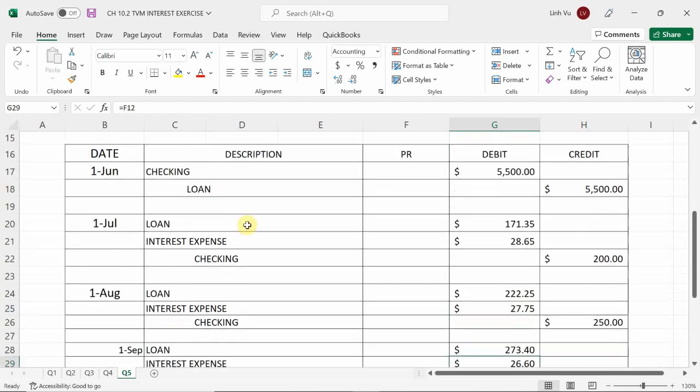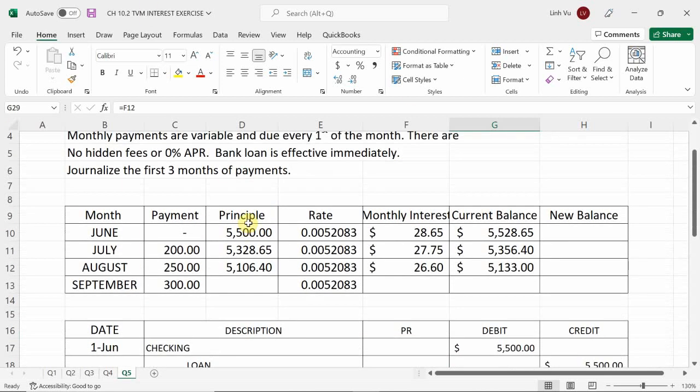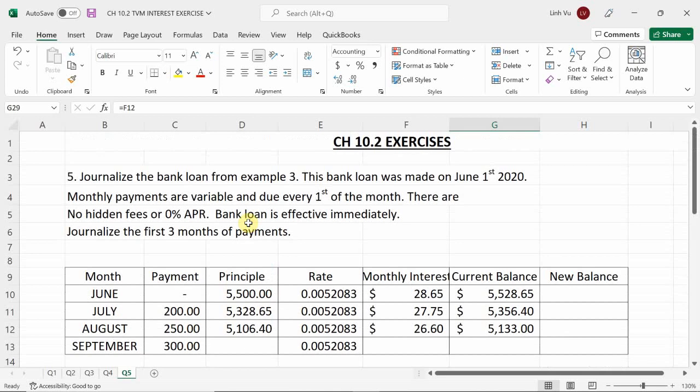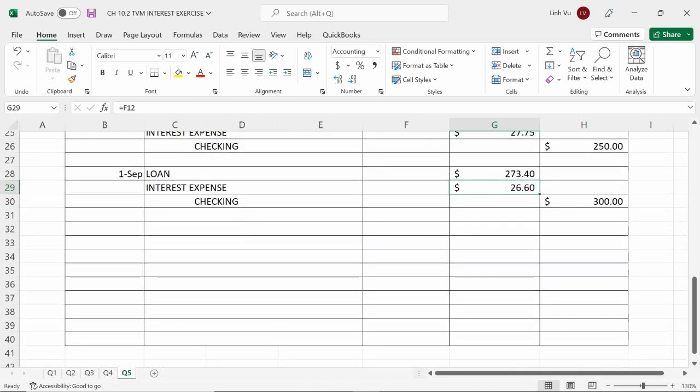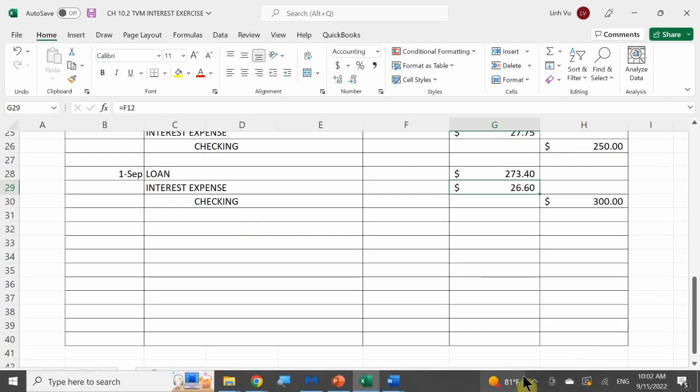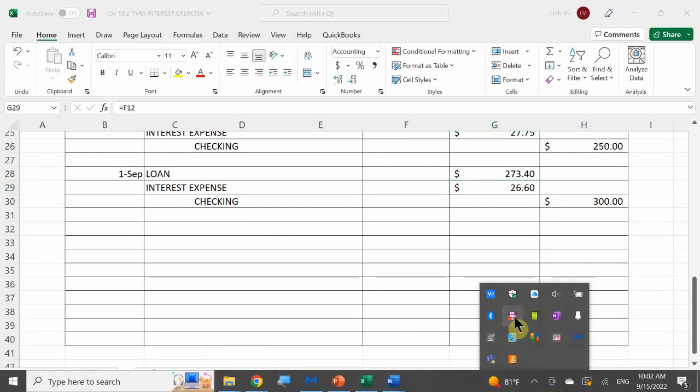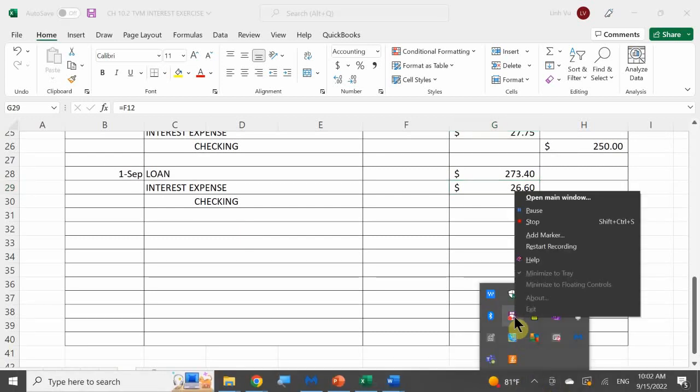Okay. All right. Any questions in regards to interest? No. Okay. All right. Okay. So it should be exactly 10:03. So I'm going to round that to 10:05.